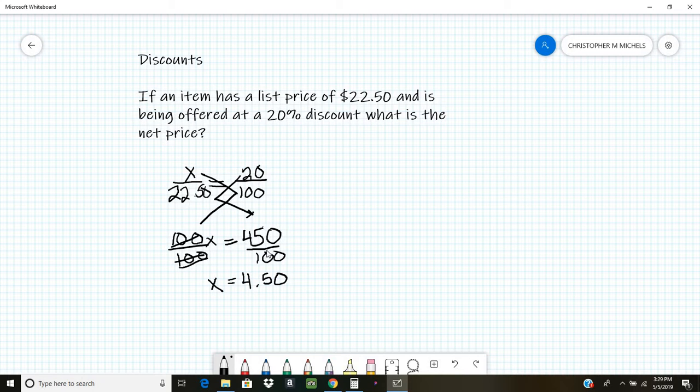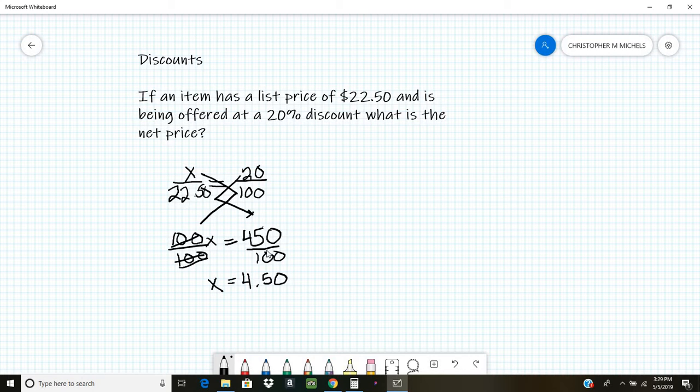So we get 450. But like I said earlier, we got the number 450, but what does this number represent? Let's think about this. 450 can't be our net price. It's way too small. If it's a 20% discount, you're not only paying 450; you'd be getting way more than 20% off. This 450 we found is the discount. That's 20% of 2250.